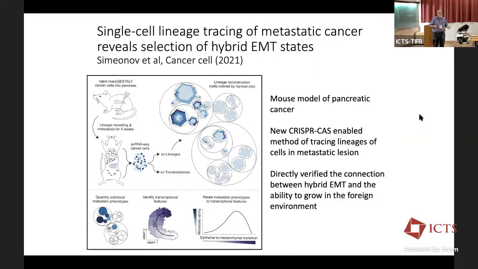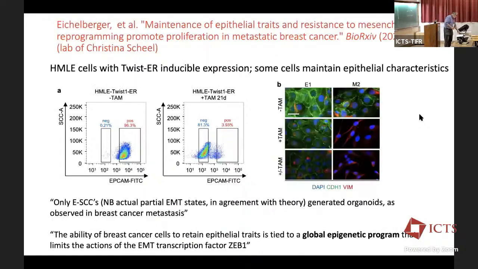But from the point of view of my talk today, I just want to mention that they came to the same conclusion as was achieved in that earlier paper in 2018, which said that the most likely cells that could undergo this transition were the partial EMT cells. Okay, so that's my review of what I partially said on Sunday. And now let's move on.